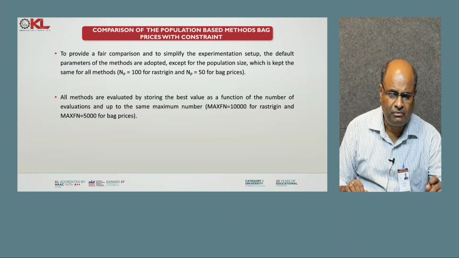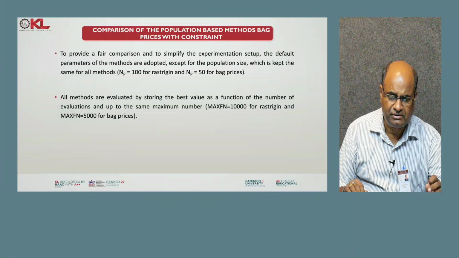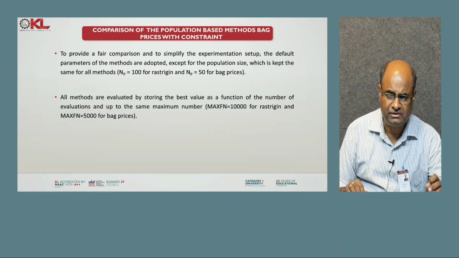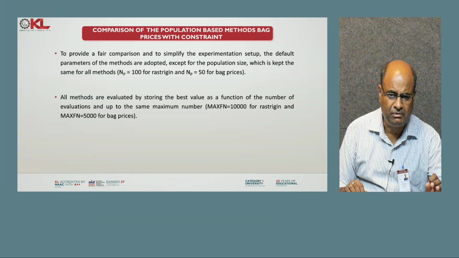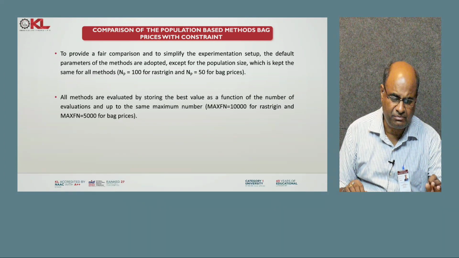To provide a fair comparison and to simplify the experimental setup, the default parameters of the methods are adopted, except for the population size, which is kept small and the same for all methods, that is NP equal to 100 for Rastrigin and NP equal to 50 for bag price. All methods are evaluated by storing the best value as a function of the number of evaluations, up to the same maximum number. So max Fn is 10,000 for Rastrigin and max Fn is 5,000 for bag prices.